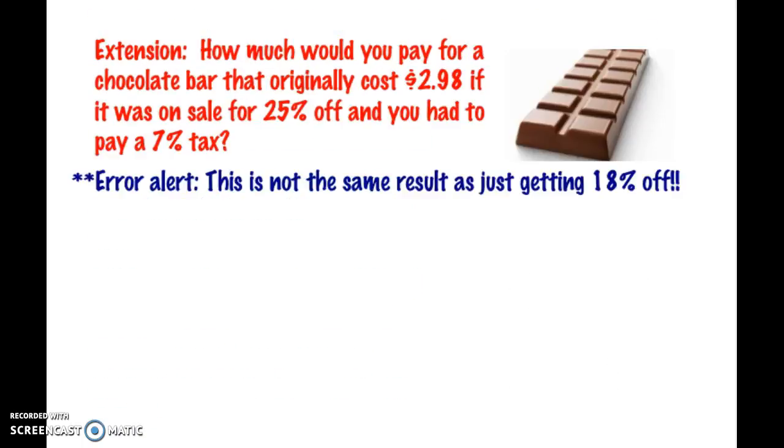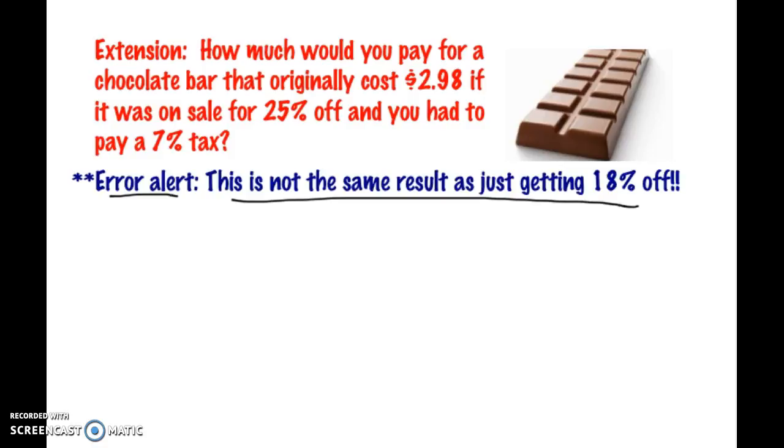All right, let's go with an extension. What if you have to pay tax and you have a discount? Okay, so how much would you pay for a chocolate bar that originally cost $2.98 if it was on sale for 25% off and you had to pay a 7% tax? Error alert. This is not the same result as just getting 18% off. You can't subtract the discount and add the tax together first. You have to take them as two different steps.